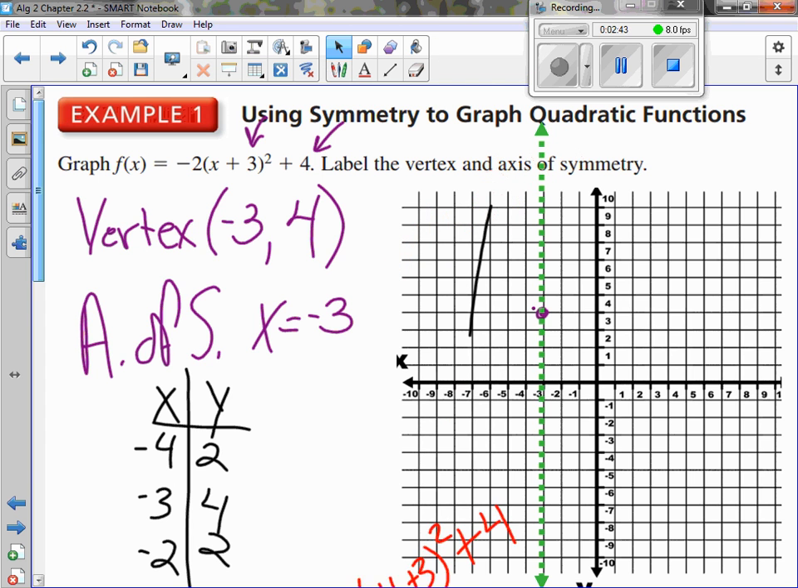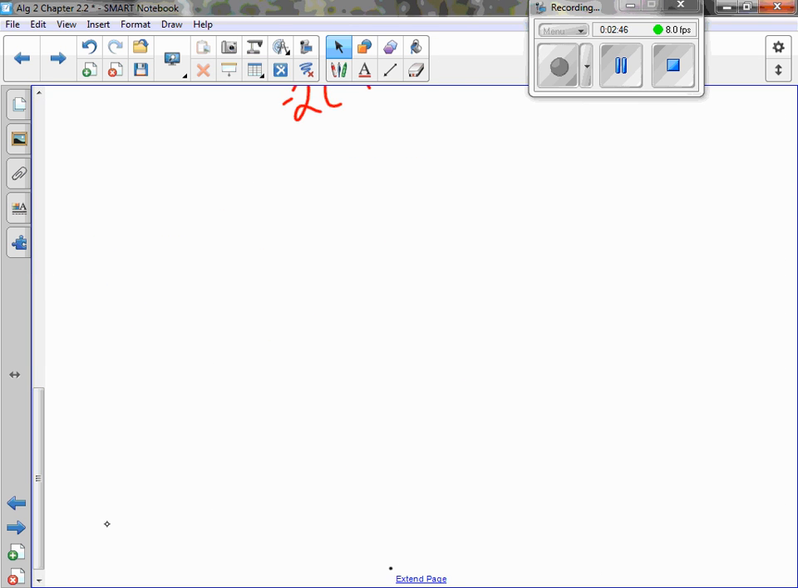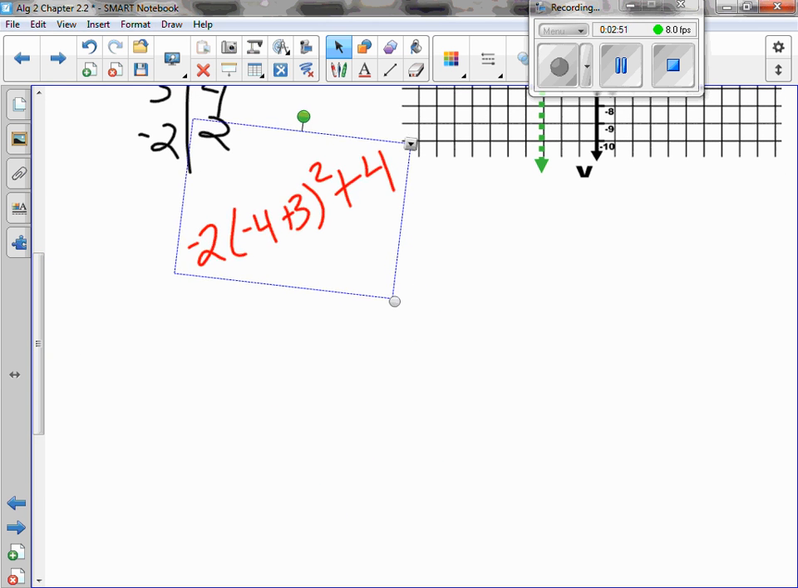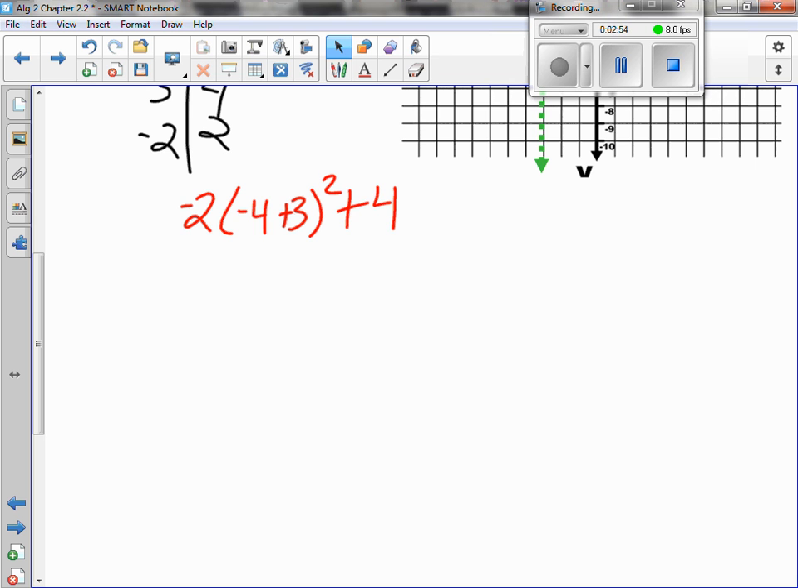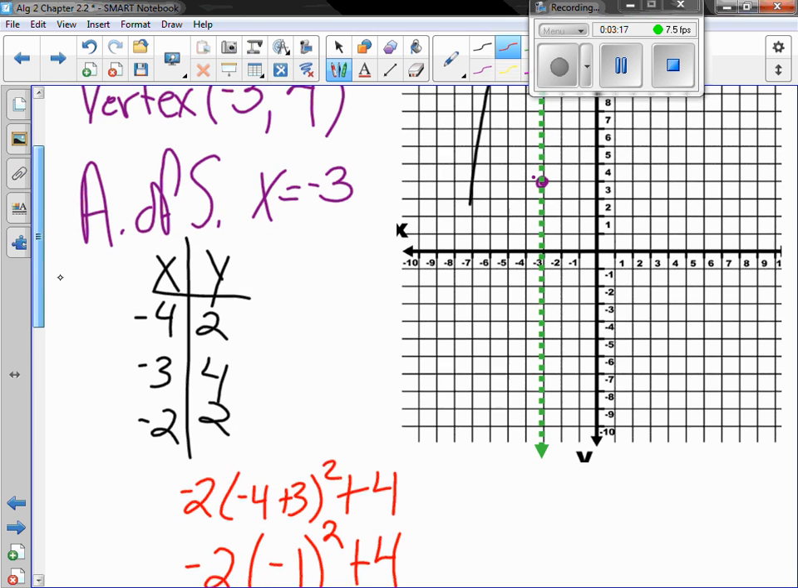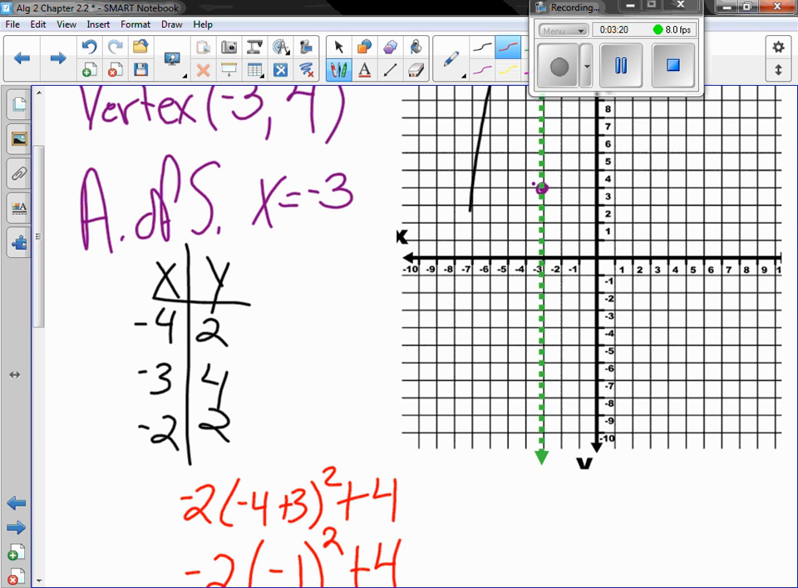Try this again. I'll move that down there so we have some space. Well, negative 4 plus 3 is negative 1. Would y'all agree with that? Well, negative 1 squared is just 1, and times negative 2 is negative 2, plus 4 is 2. So at negative 4, we would have 2.